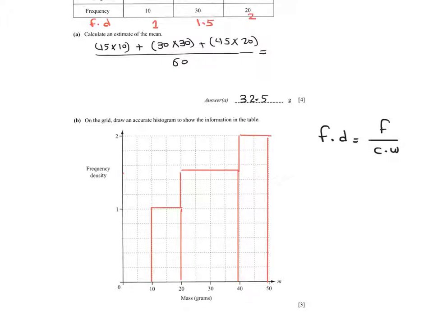So in a histogram you must find the frequency density. The frequency density equals frequency over class width. The class width equals the upper value minus the lower value for the group.